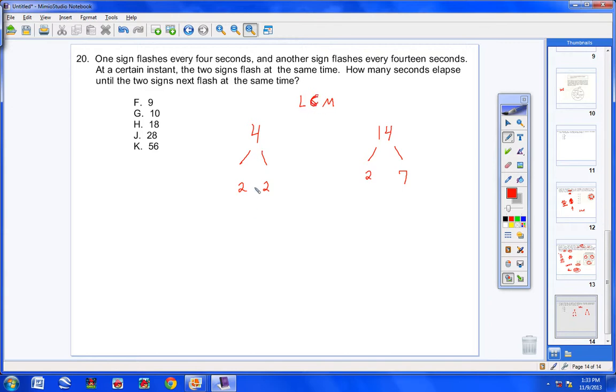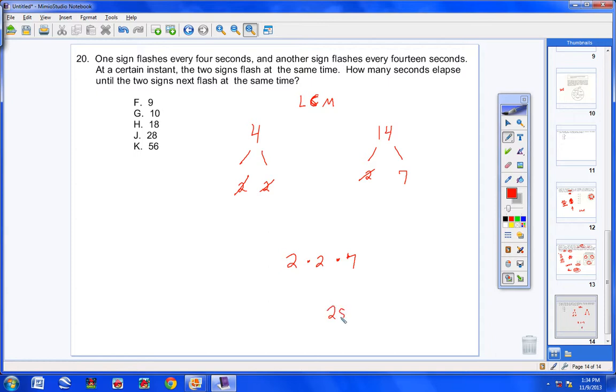You look for pairs, common numbers going back and forth, and if you find a common number, you only write it once. So here's a 2, here's a 2, only write it once. Here's a 2, there's no 2 over here, so we bring that 2 down, even though it's only once, that's okay. And then anything left over here, we also bring it down, and there we go. So 2 times 2 is 4 times 7 is 28.